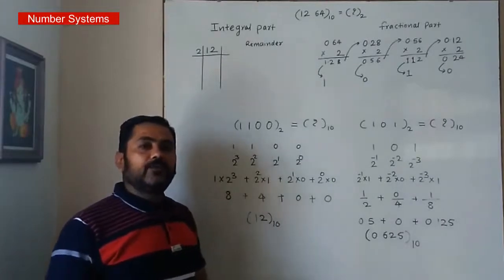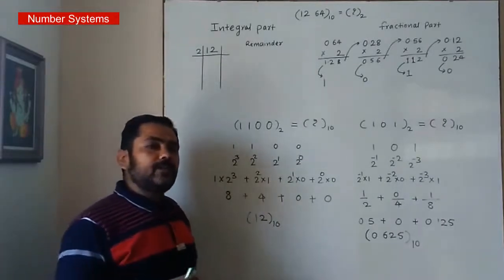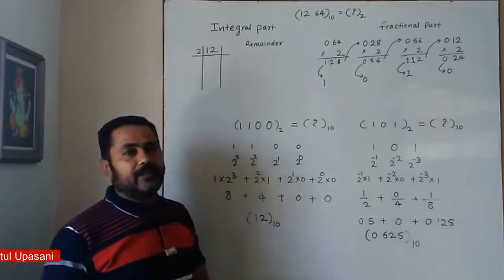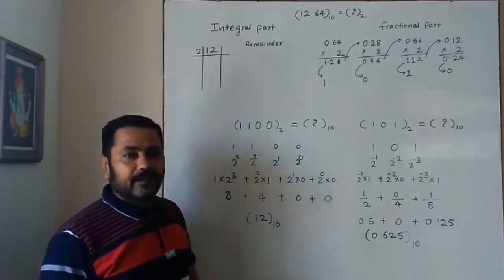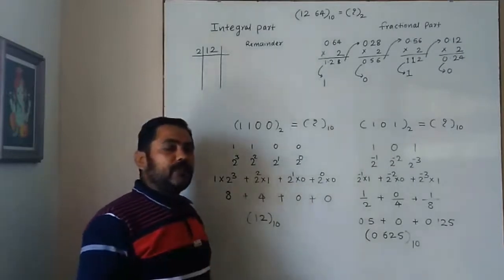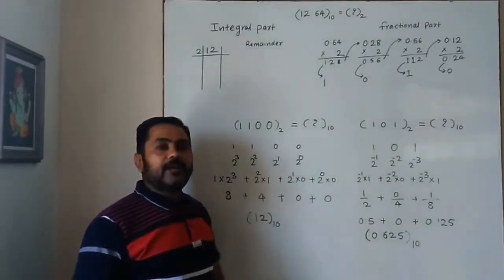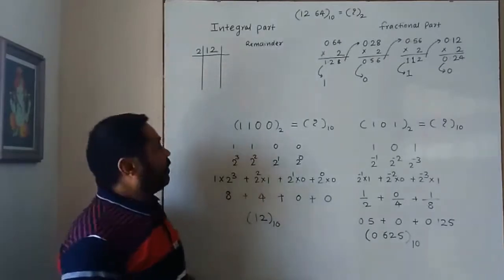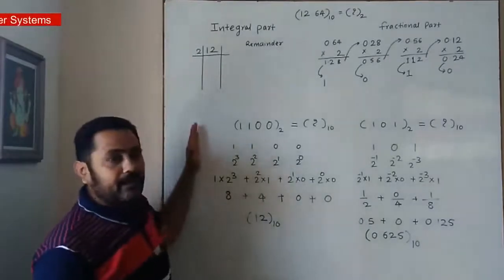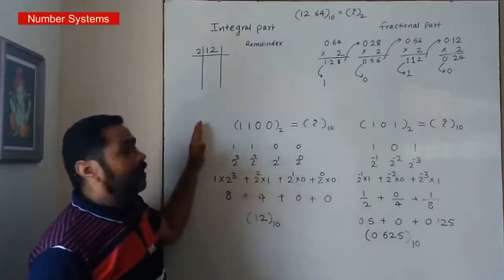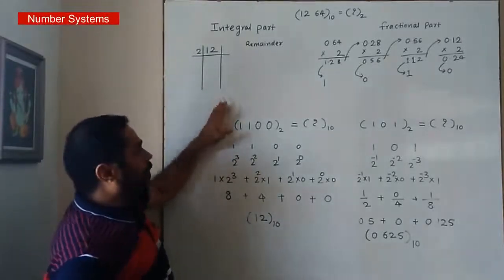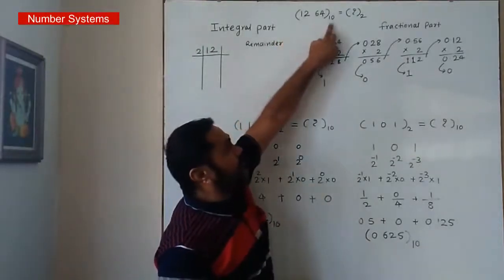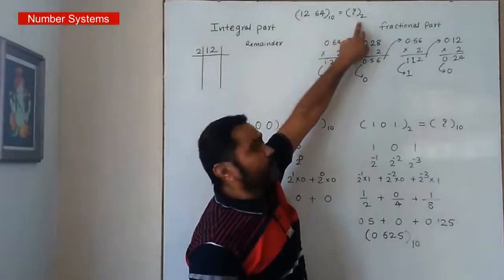So here we have to discuss the number systems, that is the decimal number system, binary number system and the hexadecimal number system. The problem is how these number systems are interconverted. First of all, we will discuss conversion of decimal numbers into binary numbers. For example, suppose 12.64 in decimal has to be converted into a binary number.